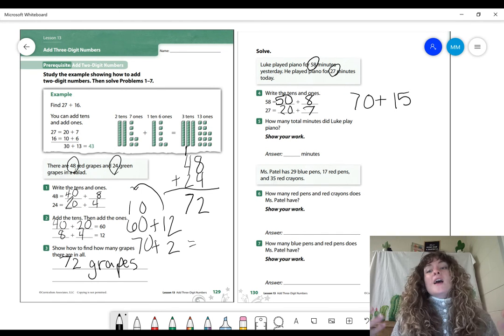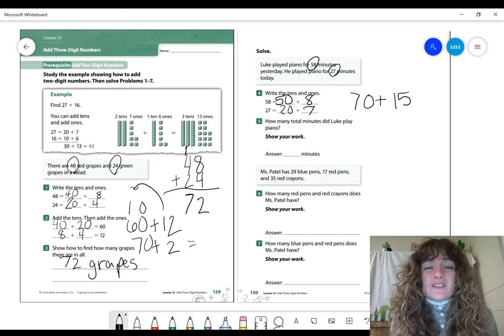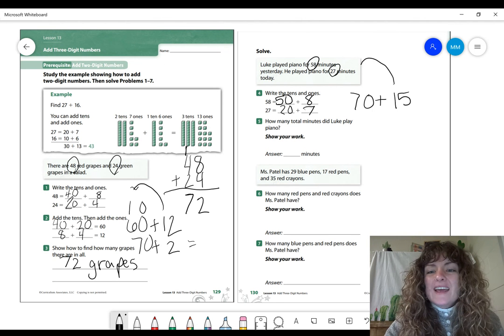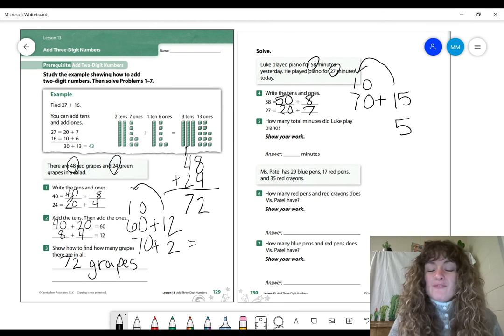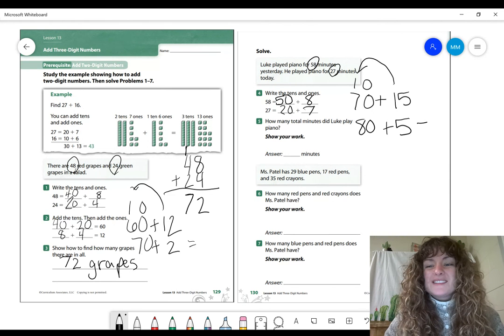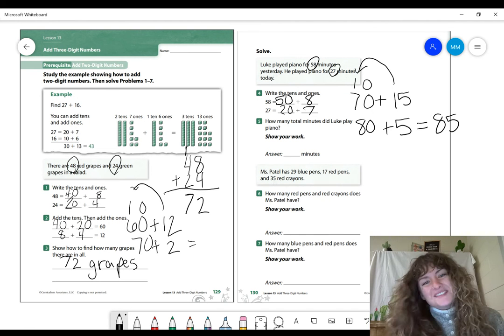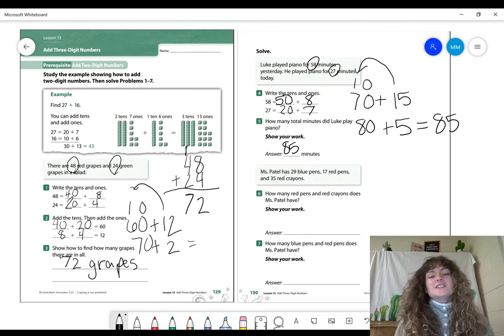All right. So putting those tens and ones together, look at your ones. Can we have a group of 10 in the ones place? No. So what are we going to do? We're going to move that 10, and in 15, my tens hang out with my tens, and my ones hang out with my ones. So now I have 5 ones, and I have 10 plus 70, which would be 80 plus 5. 85. So how many minutes did Luke play piano? 85 minutes. All right, let's go on to number 6.